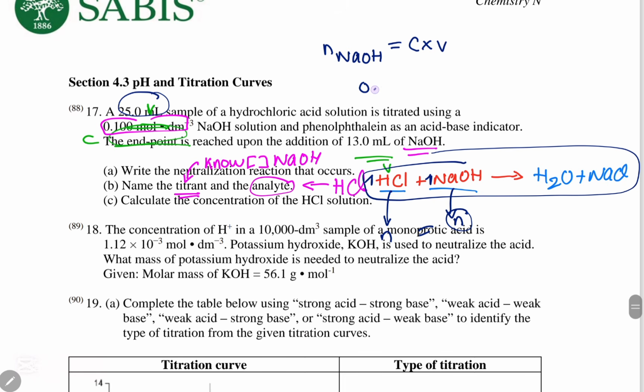Our concentration is 0.100 mole per decimeter cubed, right? But our volume is 13 milliliters. We cannot deal with milliliters or centimeter cubed. It's either decimeter cubed or liters. So times 13 over 1000 liters. So my number of moles is going to be 1.3 times 10 to the power of minus 3 mole.